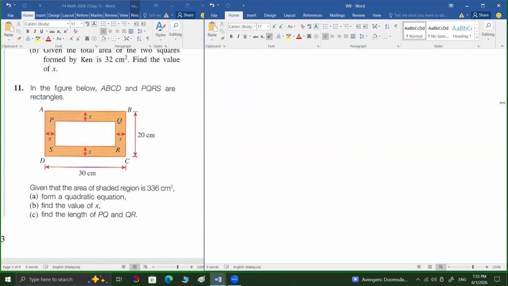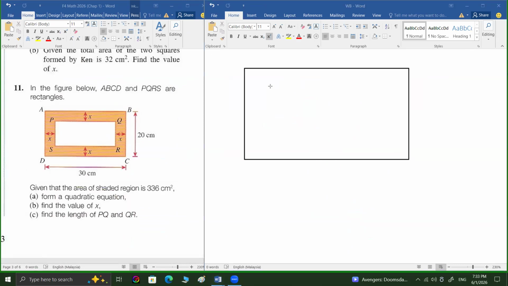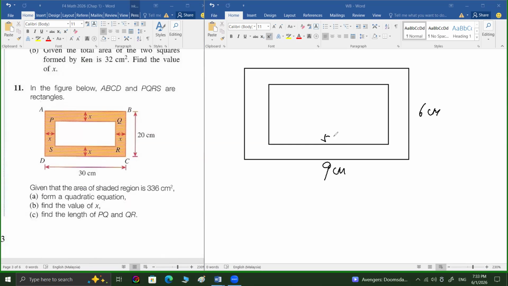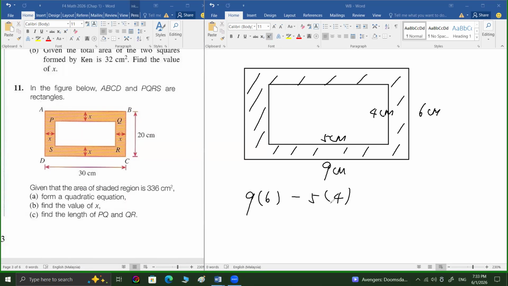Okay, we're back to primary. Let's say I give you these questions. Here 9 cm, 6 cm. And the small one is 5 cm and 4 cm. How do you find the area of the shaded region? Yeah, is it 9 times 6 minus 5 times 4, right? It's very easy when I fill in the numbers, right?